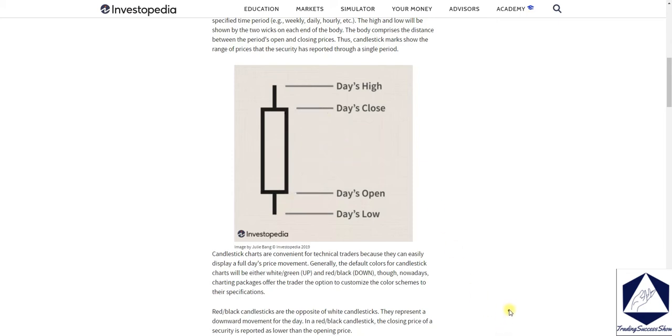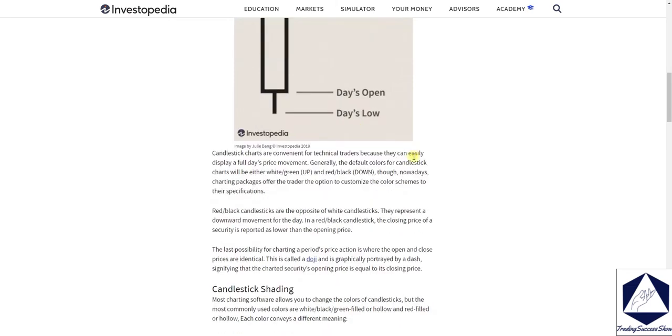So candlestick charts are very convenient for technical traders because they can easily display a full day's price. Generally, the default colors for candlestick charts will be either white or green, or red or black, or red or green.